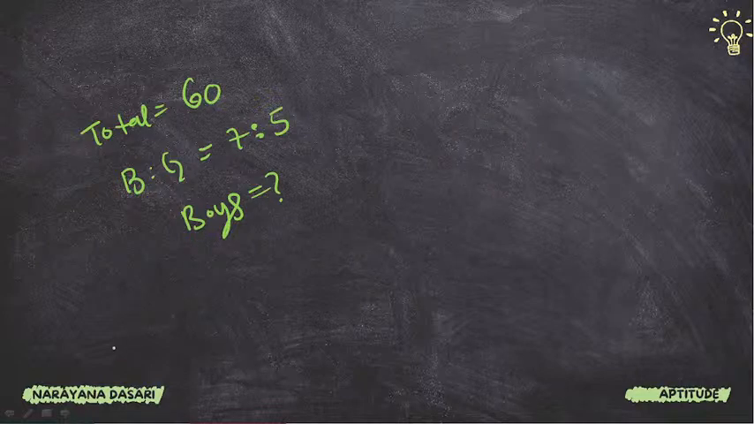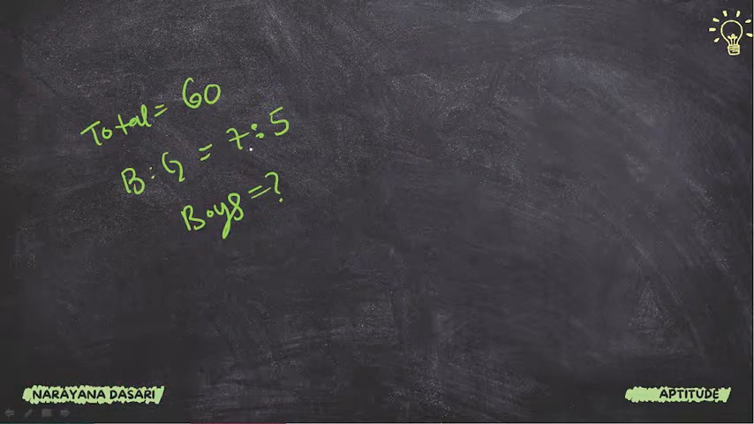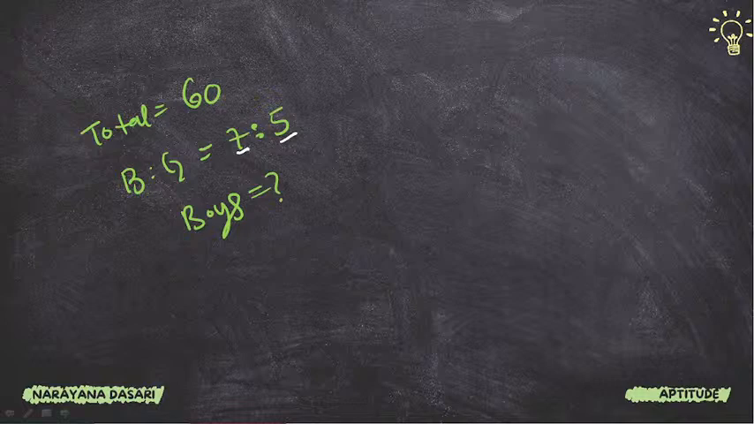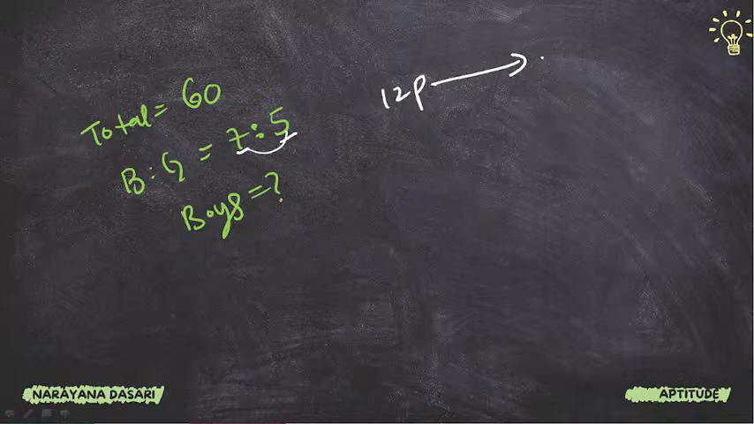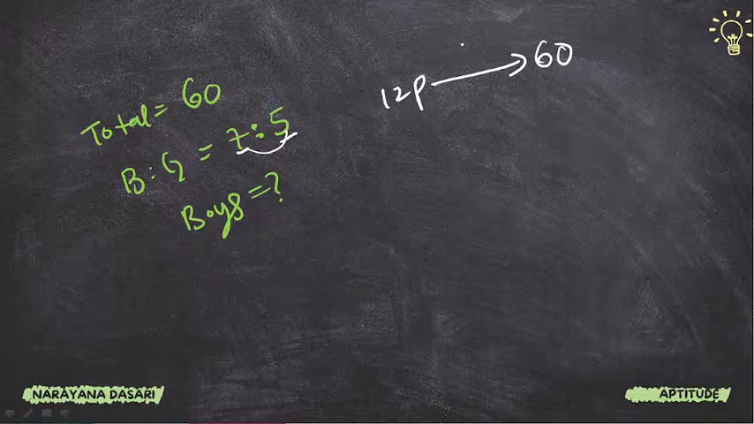Okay, look at the screen carefully, guys. Boys is how many parts here? 7 parts. Girls is how many parts here? 5 parts. Total how many parts? 7 plus 5, 12 parts. 12 parts is equal to total how many members, guys? 60 members in the class. 12 parts is equal to how many members? 60 members, guys. Okay, right.